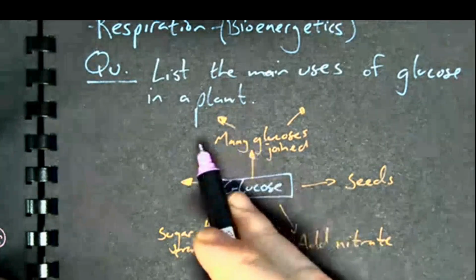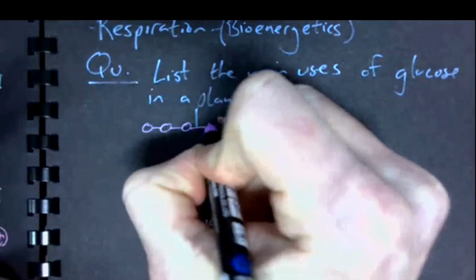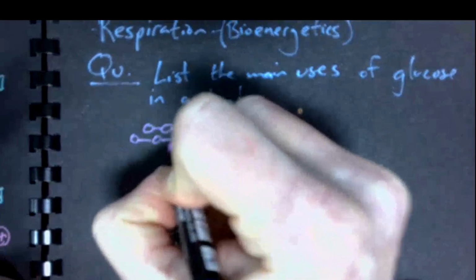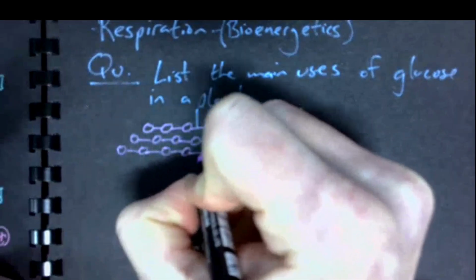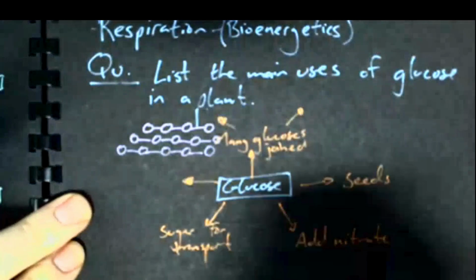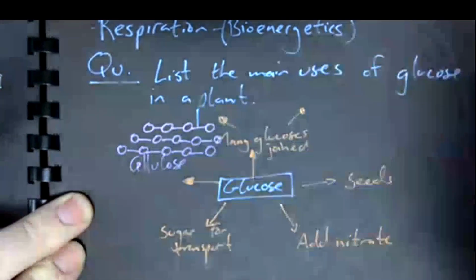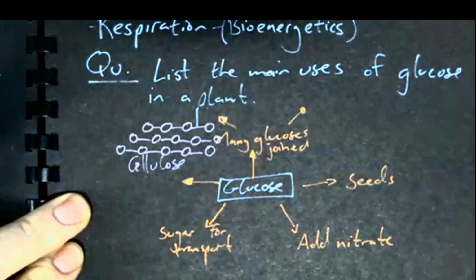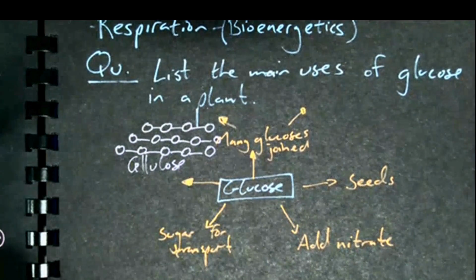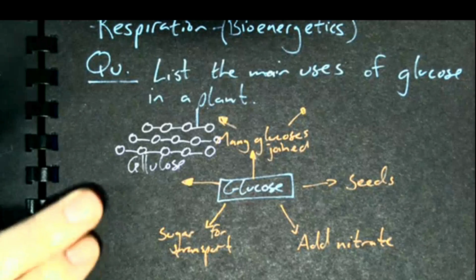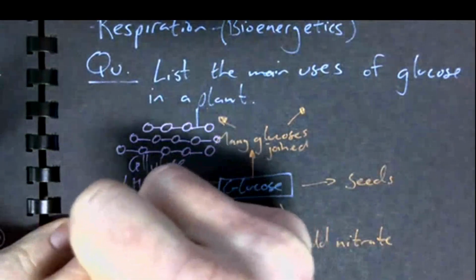So this first one here, then, we join many together. Well, if we join them in a long chain like this, then we've actually made cellulose. And remember, that's the structure that we are making a cell wall out of. So that is the strengthening component in a cell wall. So cellulose, and then that's going to strengthen the cell wall.